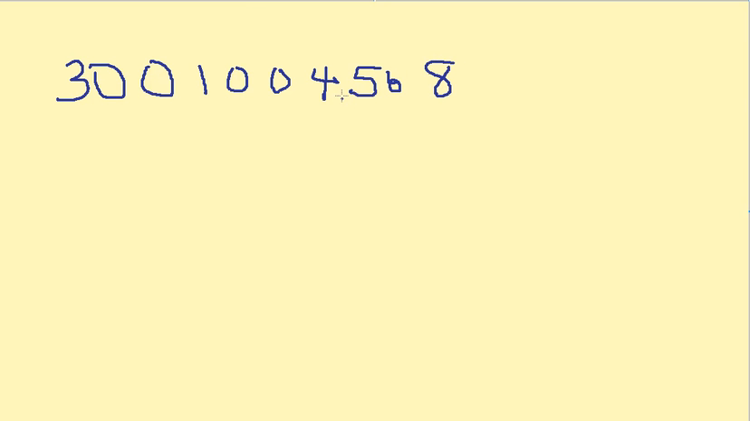For example, let's start with the number 3,001,004,568. Put some commas here. Very large number. Alright, we've got hundreds, thousands, millions, billions. This is 3 billion, 1 million, 4,568. Well, I want to write this using scientific notation.